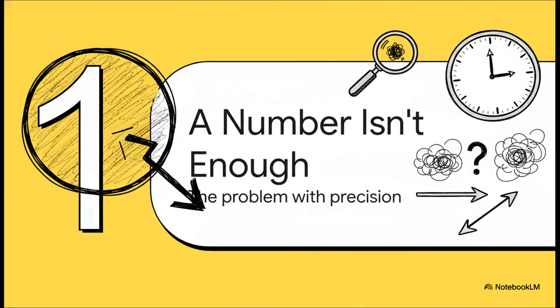So let's kick things off with a problem that shows you exactly why a single number on its own doesn't always cut it. Imagine you have a measurement and it's perfectly accurate, but you still end up totally and completely lost. I mean, how is that even possible?